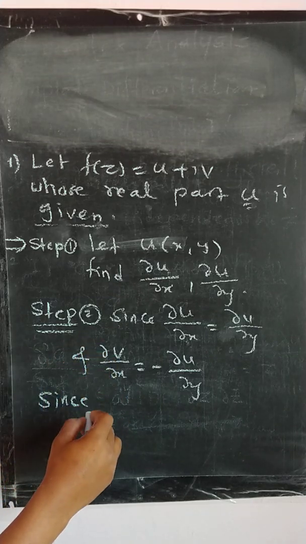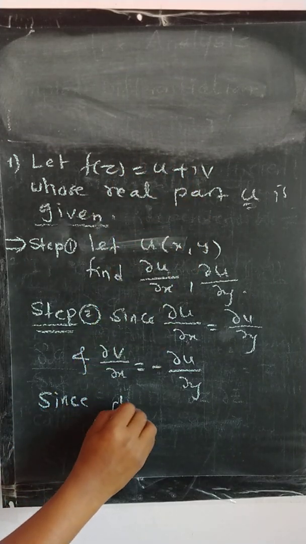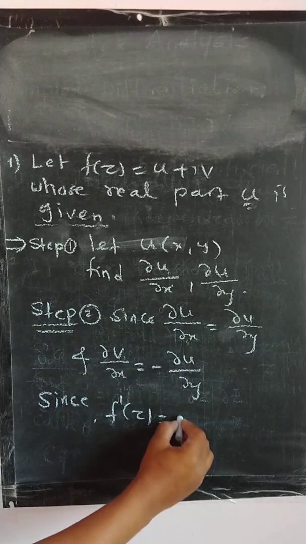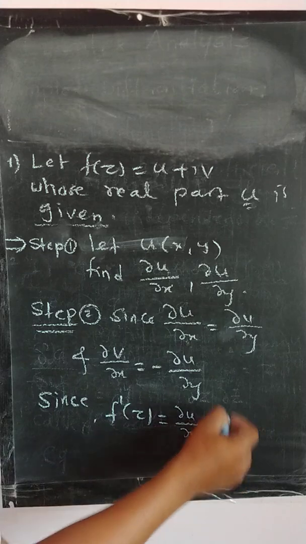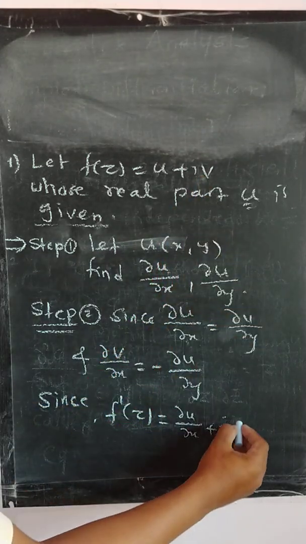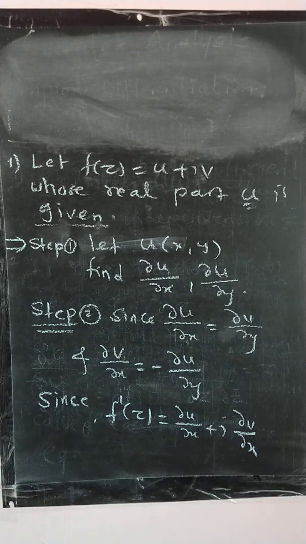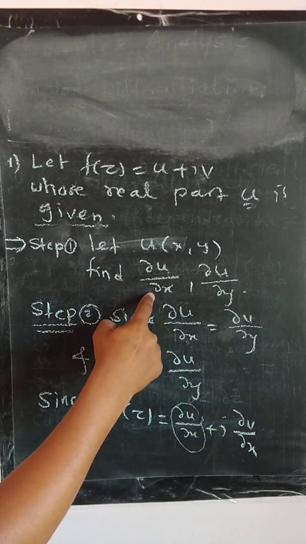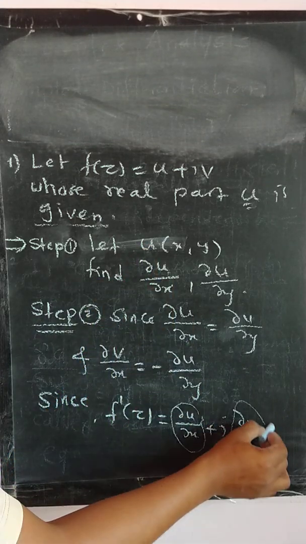If we differentiate this function with respect to x, then f dash of z will be equal to derivative of u with respect to x, that is partial derivative. So that will be dou u by dou x plus i times derivative of v with respect to x, which is again a partial derivative, that is dou v by dou x. But now we only have partial derivative of u with respect to x because we have given u, isn't it? We don't have partial derivative of v with respect to x.